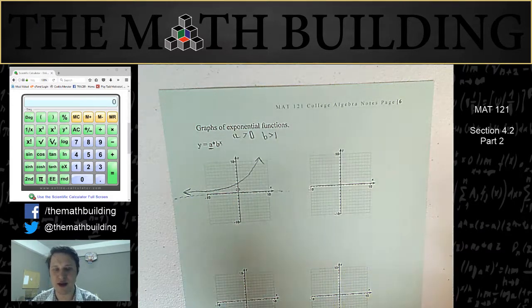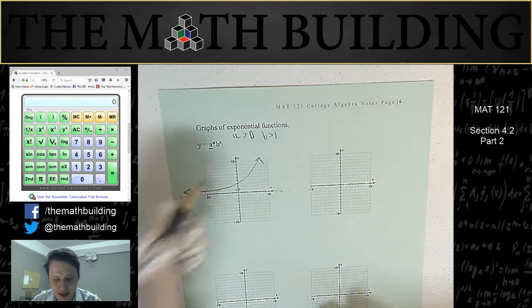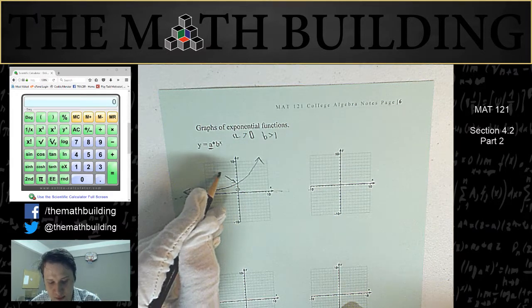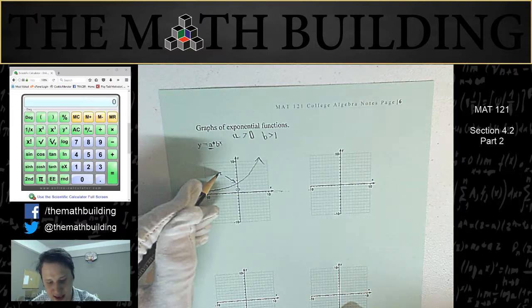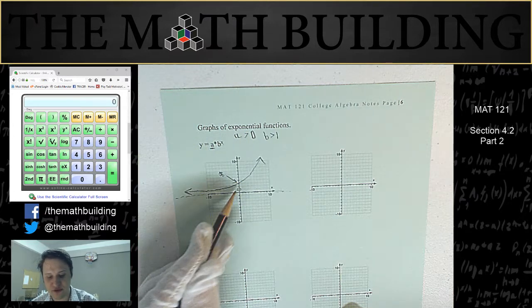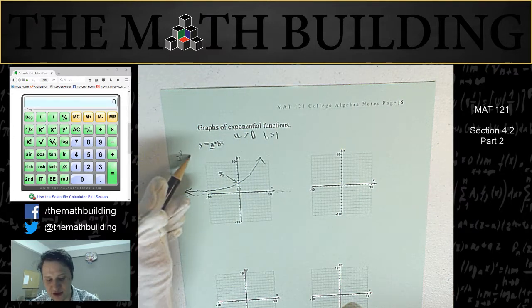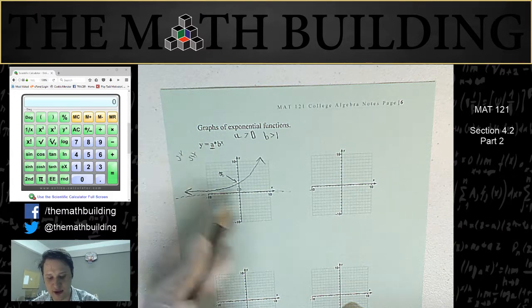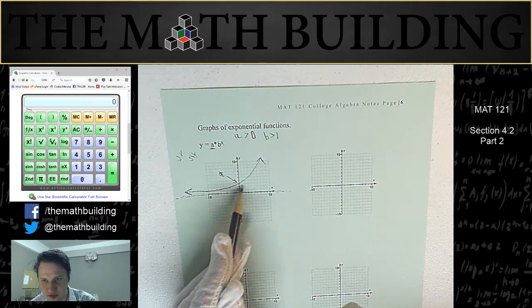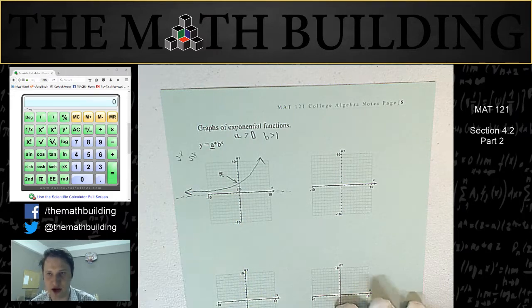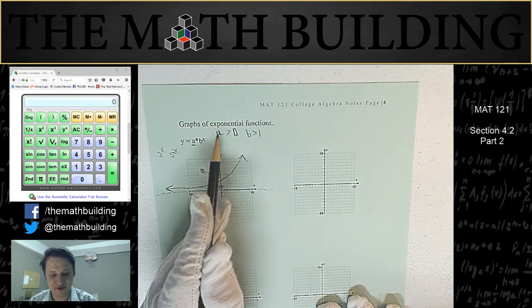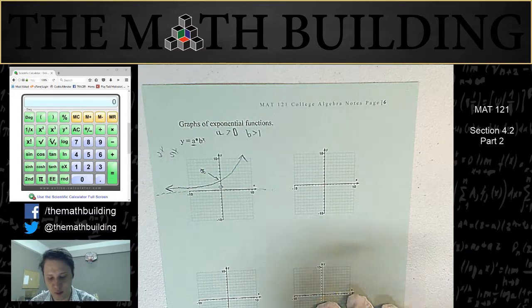So if we multiply it on the outside by some other number, then where we're going to cross here is going to be whatever the a value is, okay? But most of the time, for most of your examples, including 3 to the x and 5 to the x that we did earlier, they're going to look the same, and they're going to cross through the point (0, 1). So that's if a is positive and if b is bigger than 1.